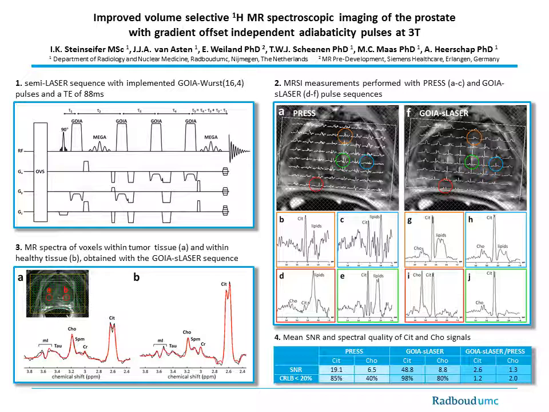Here we present a prostate semi-LASER sequence with gradient-modulated, offset-independent adiabaticity pulses, or GOIA pulses for short. In Figure 1, you can see the pulse diagram of the semi-LASER sequence with our implementation of the GOIA refocusing pulses. After excitation with the slice-selective Schneider-Roux pulse, the signal is refocused with 2 pairs of WURST-modulated GOIA pulses, producing a spin echo at an echo time of 88 milliseconds.